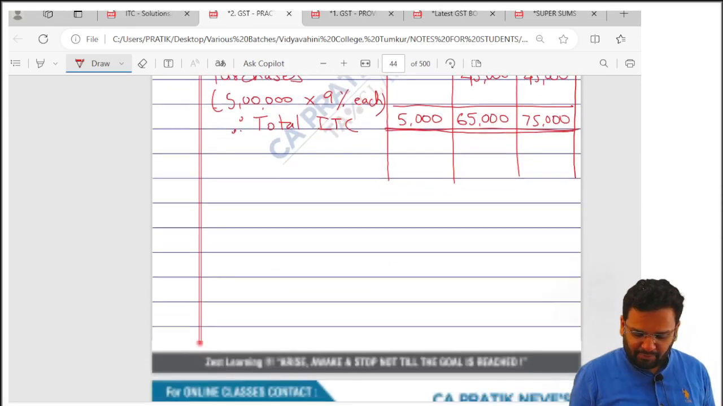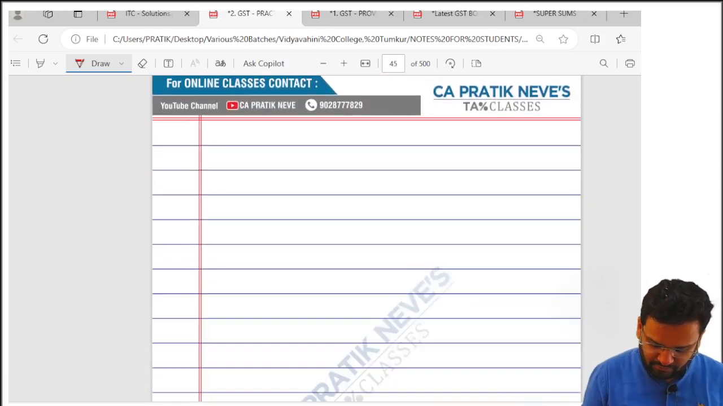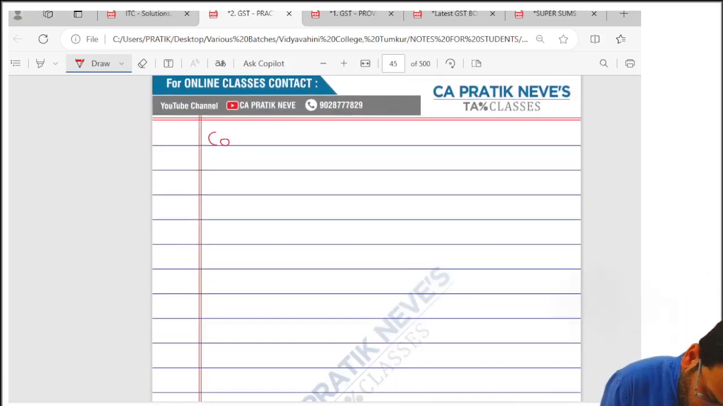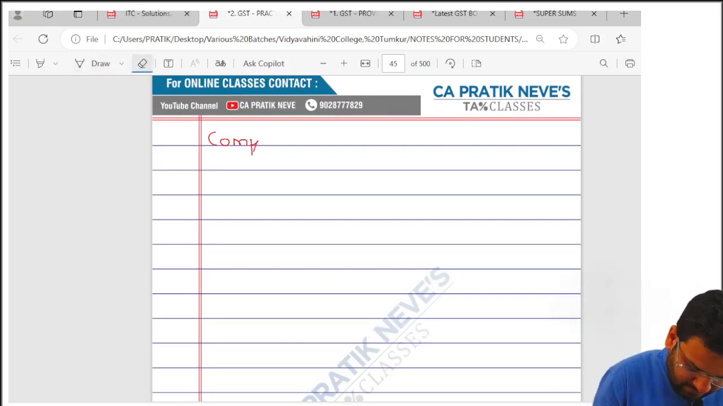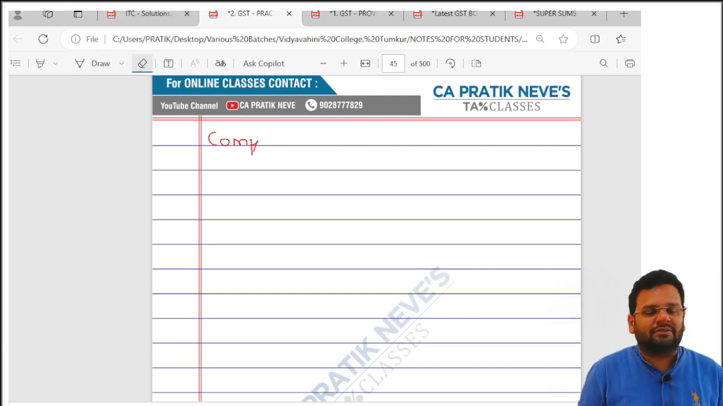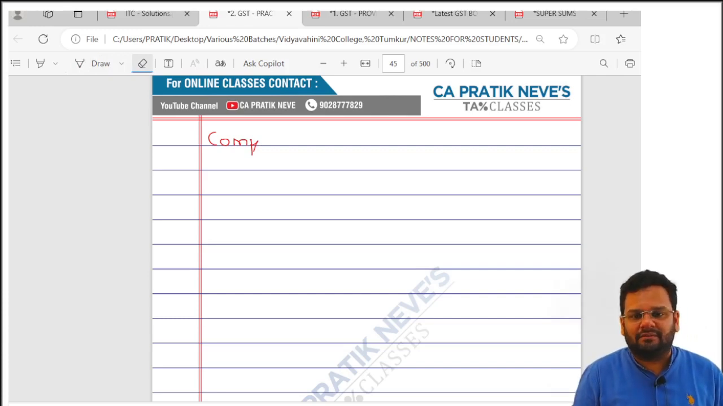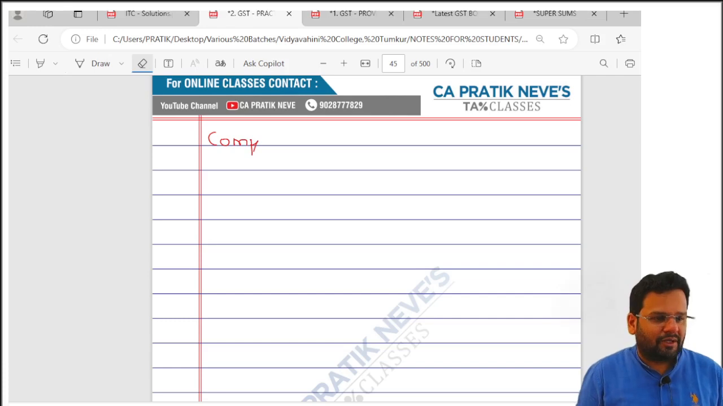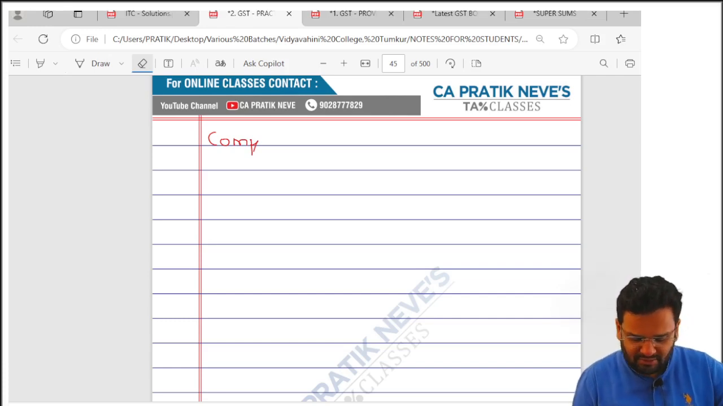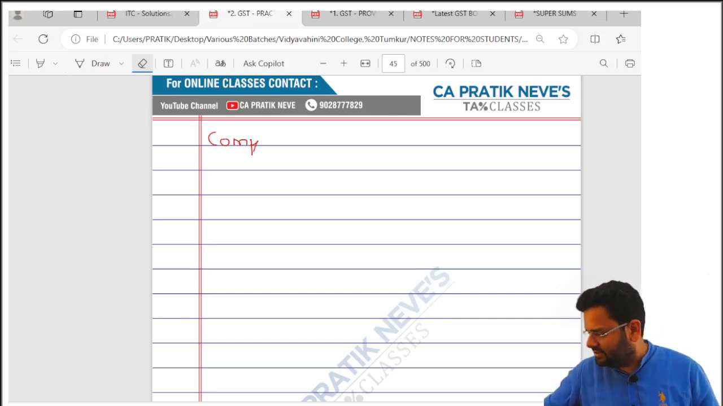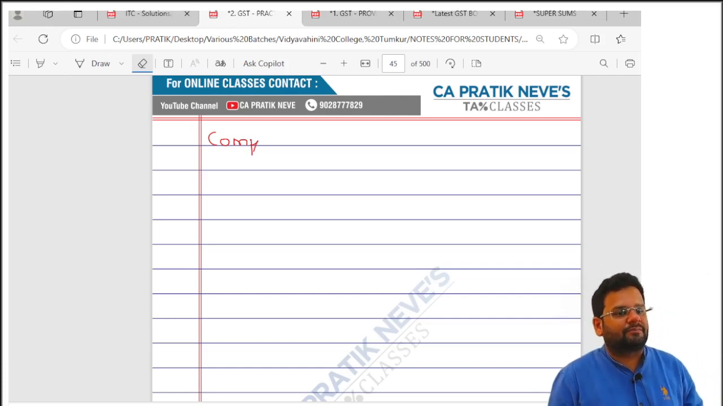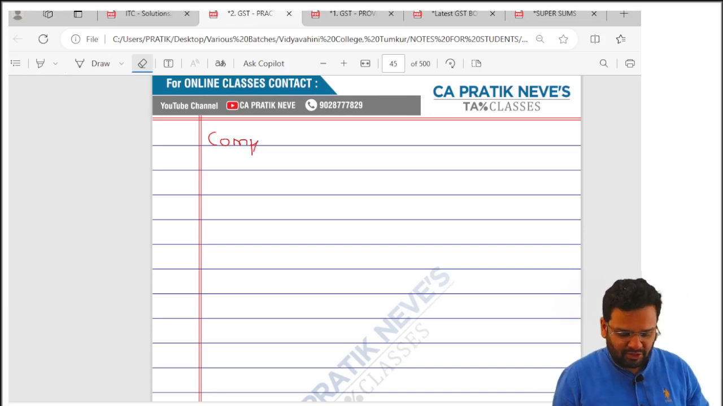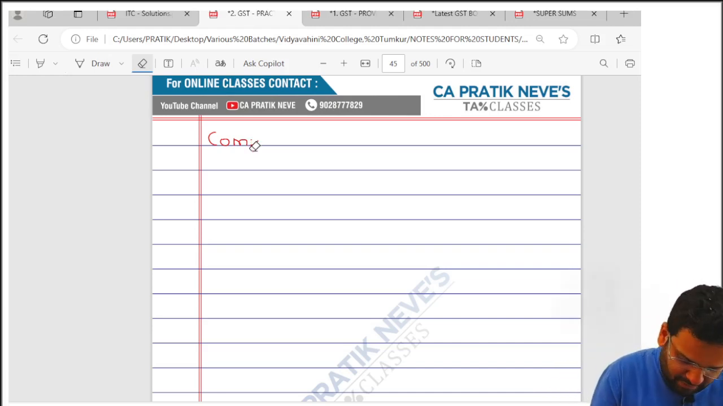Fine. Now, please tell me what we should do. Computation of net GST payable. So, please tell me how to start. Particulars CGST. You want IGST first? Okay. Particulars IGST, CGST, SGST. Computation of net GST payable.